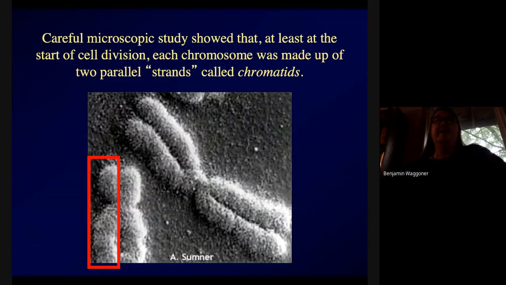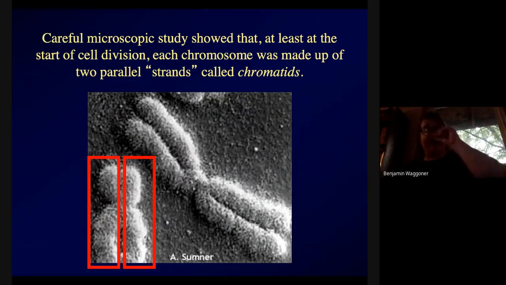So these are chromosomes taken with a much more sophisticated type of microscope called a scanning electron microscope. We don't really have time to get into how that works. But this is two chromosomes, and each one is made up of one strand there, and a second strand there. So there's your chromosome. Each one's made of one strand and a second strand. And those two parallel strands are called chromatids.